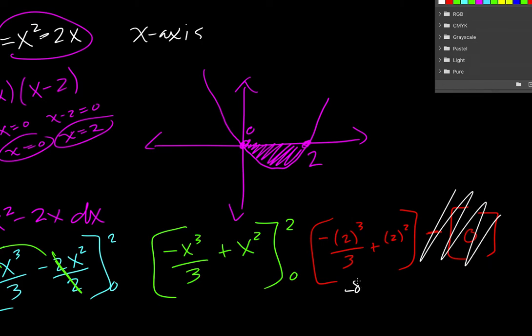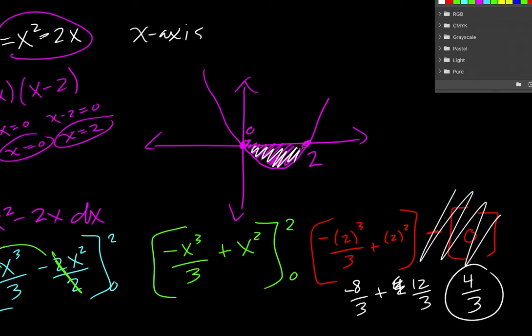Okay, this is going to give me negative 8 thirds plus 4. And so I'm going to think of the 4 like 12 over 3. And then I add those together and I get 4 thirds. So the area under the curve right here is 4 thirds units squared.